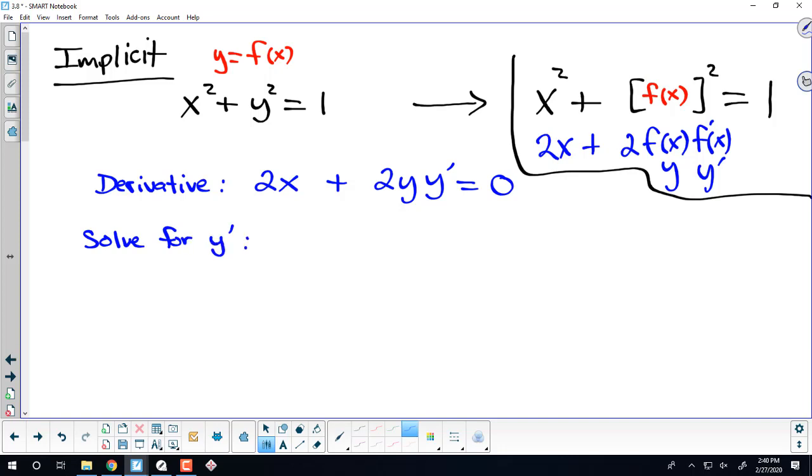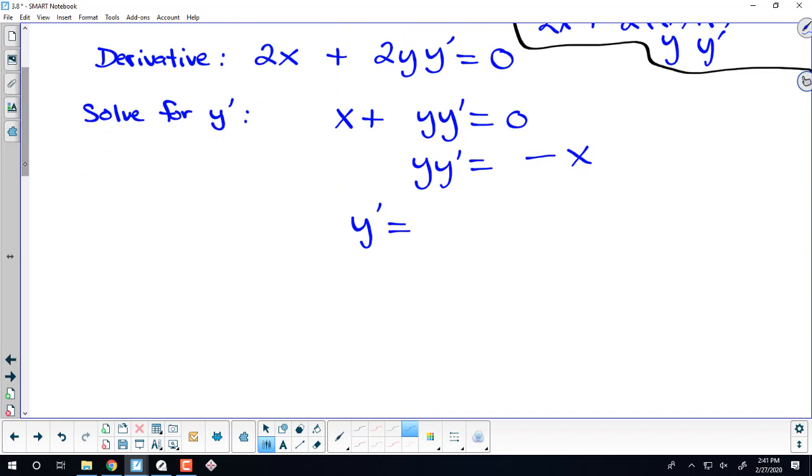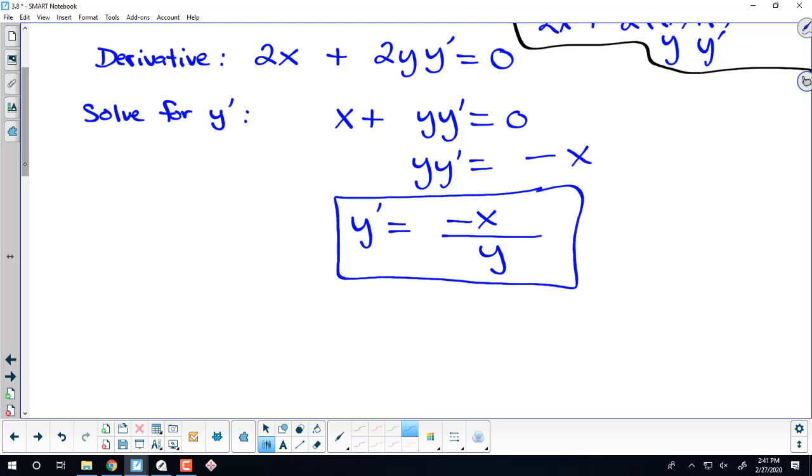Divide both sides by 2. We have x plus y, y prime is equal to 0. Subtract x. And then divide by y. So since we never solved for y, we don't have, at least initially, a means to know what that is. But if I said find the slope of the tangent line at this point, x comma y, then you just plug the x and the y into this derivative formula. Up till now, we were plugging just the x value into the derivative formula because it was explicit.